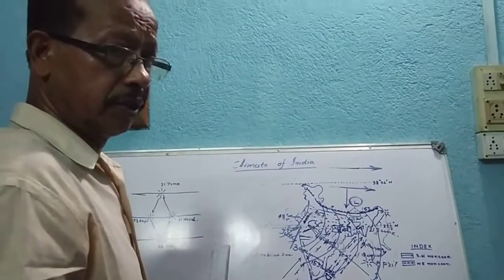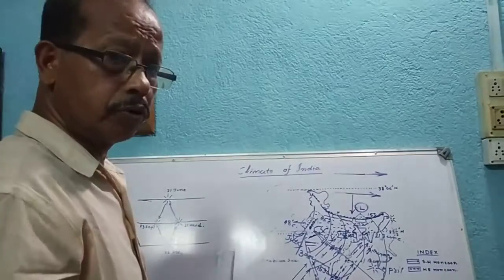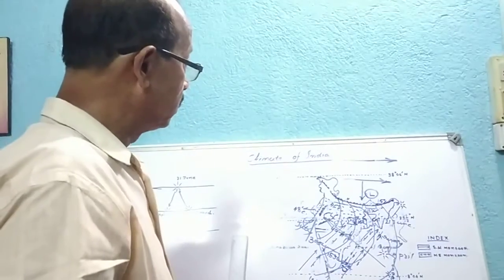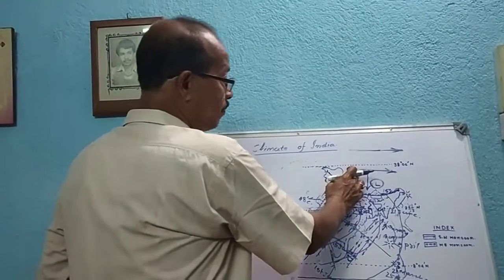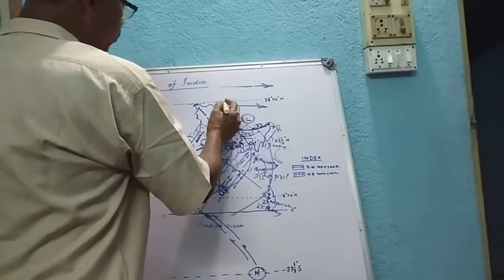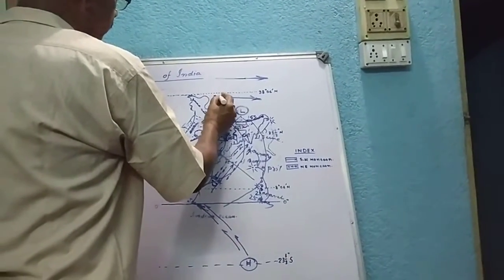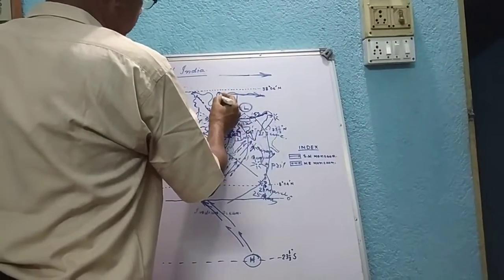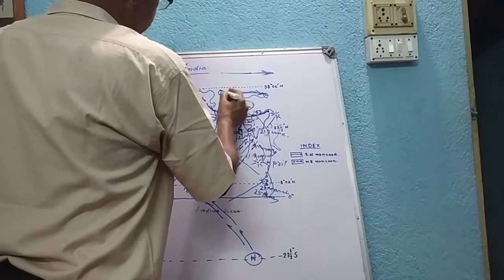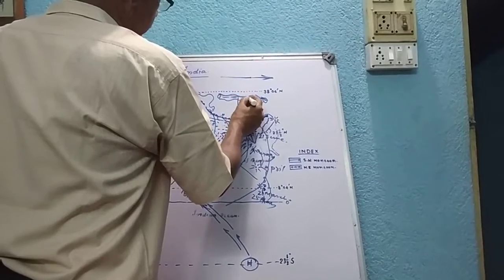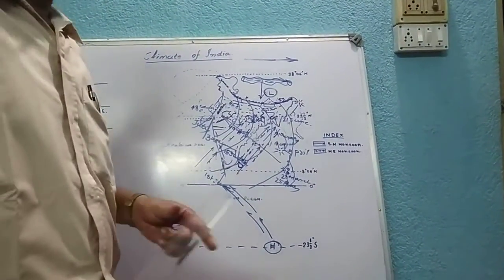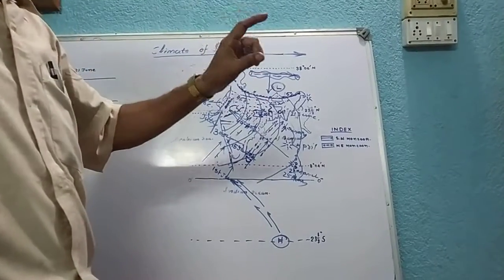jet stream theory. Why does the monsoon blow towards the north from the southern part? I mentioned in the last class, that is called the jet stream. It blows in this way over the Tibetan plateau and over the troposphere, the lowest layer of the atmosphere.